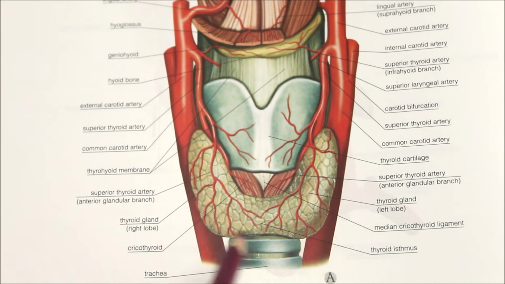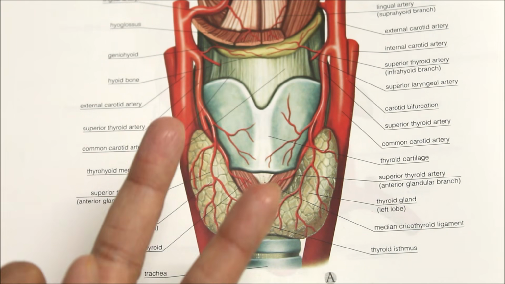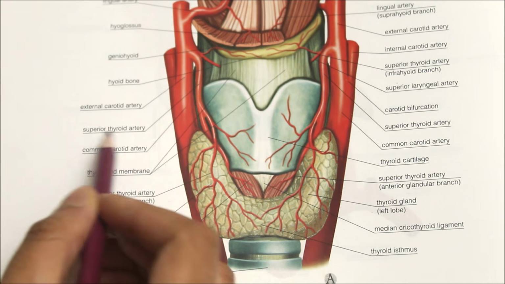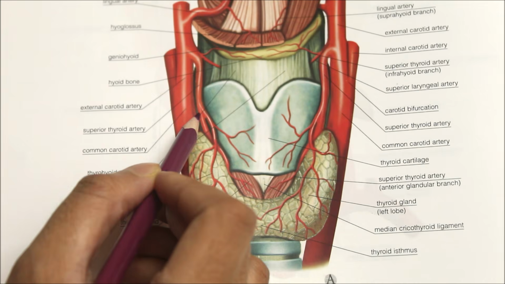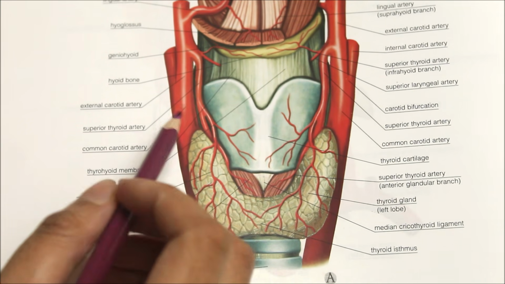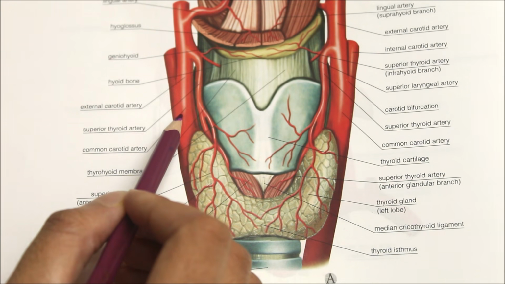Moving on to the arterial supply of the thyroid gland, it is supplied by 2 arteries, that is the superior and the inferior thyroid arteries. First, let us look at the superior thyroid artery right here. The superior thyroid artery is the first anterior branch of the external carotid artery that you see right here.